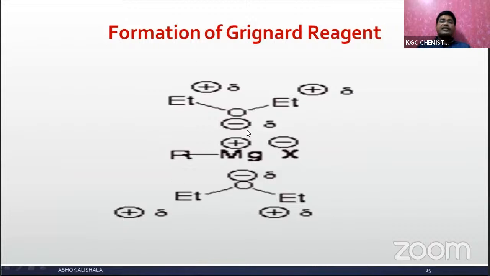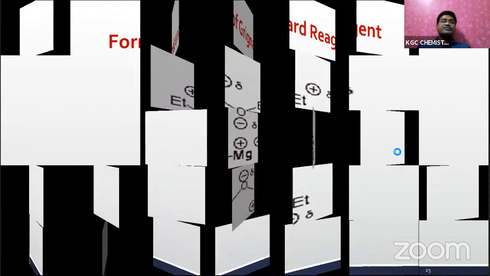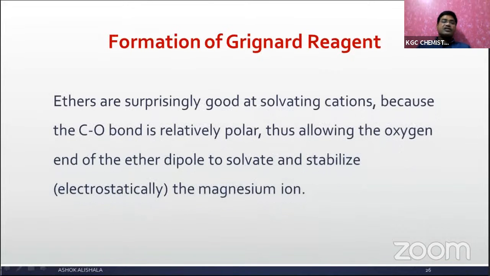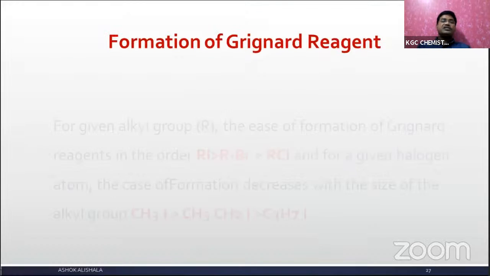Here, this is diethyl ether, and this is diethyl ether. Here, oxygen has a negative pole and the ethyl group has a positive pole. And this negative pole of the ether will be solvated with the positive pole of the magnesium. That's why this Grignard reagent is solvated, and that's why ether is a good solvent for the Grignard reagent. See, I already told you this one. Now let us see this.